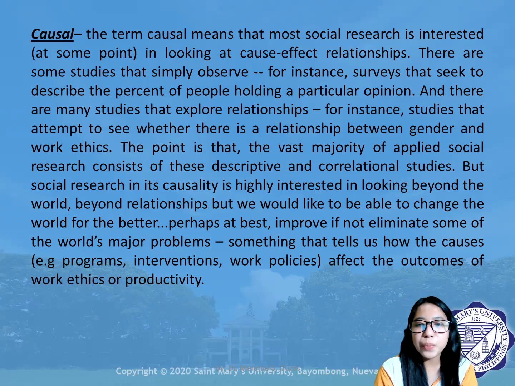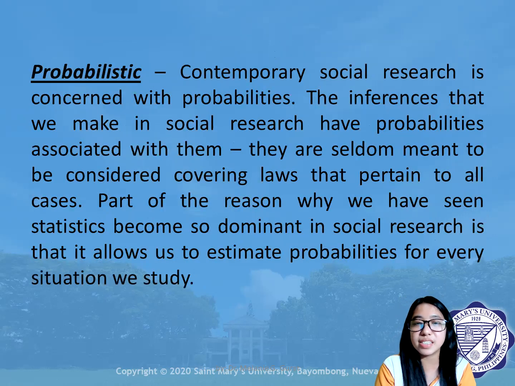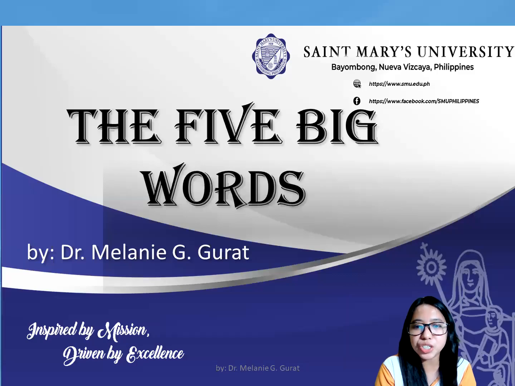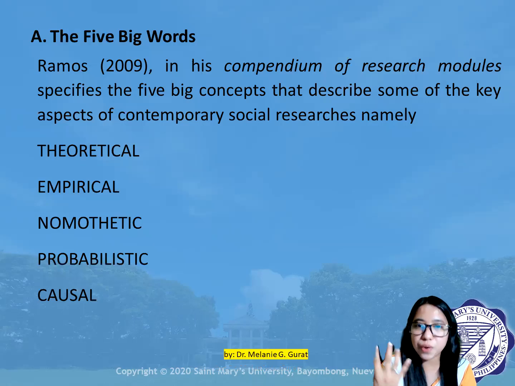So again, we have the five big words that describe scientific research, and these are theoretical, empirical, nomothetic, probabilistic, and causal.